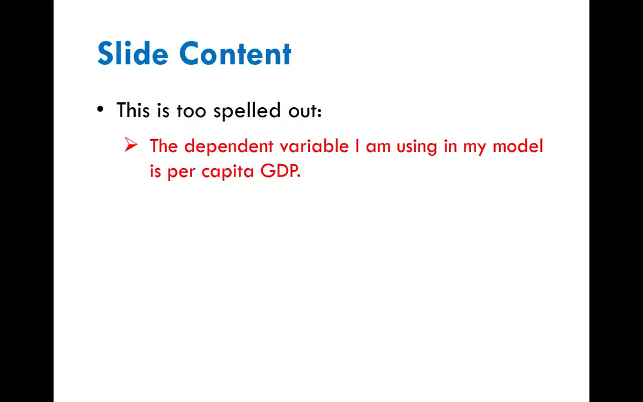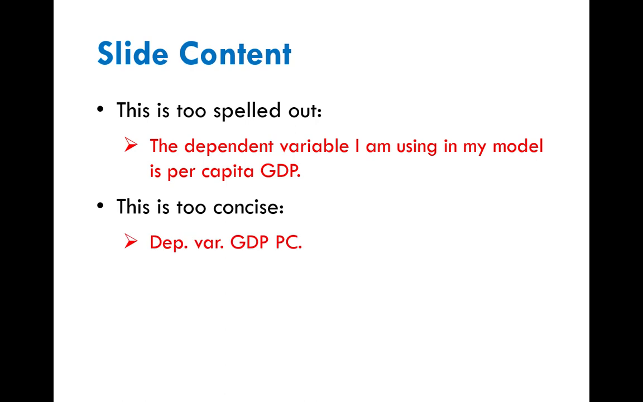There's a fine balance. This might be an example of something that is too spelled out, and I'm just using stuff from my econometrics class. It says, the dependent variable I am using in my model is per capita GDP. Okay, it's not bad. It's a little wordy. You don't need all those words, but at the same time you don't want to be too brief.